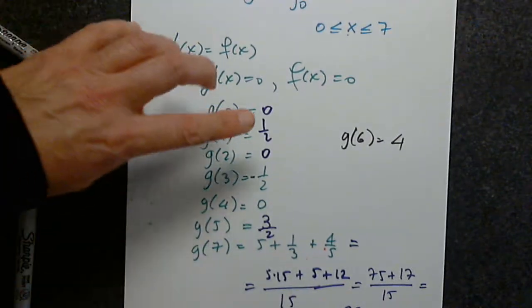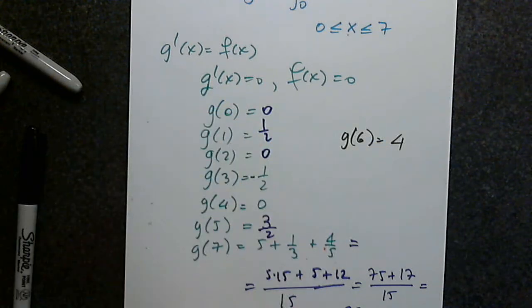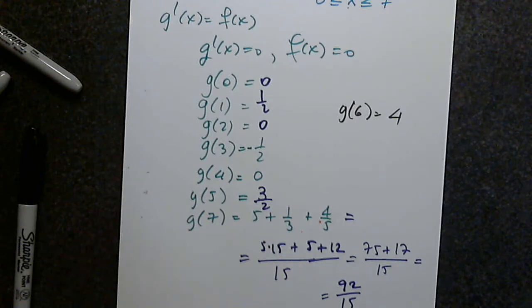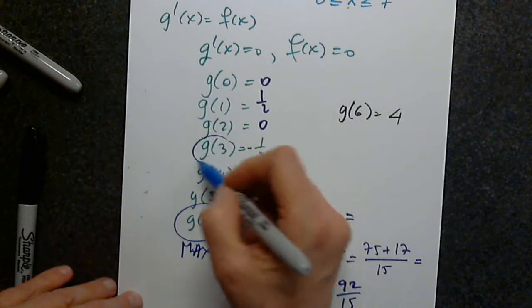Okay, so now we have 0, 1/2, 0, negative 1/2, 0, 3/2, 4, and 92 over 15. So where is the g minimum? Negative 1/2, yes, when x is 3. Very good. Where is g maximum? When you divide 92 by 15, that's about 6.1. So the maximum is at 7, and this is the minimum.